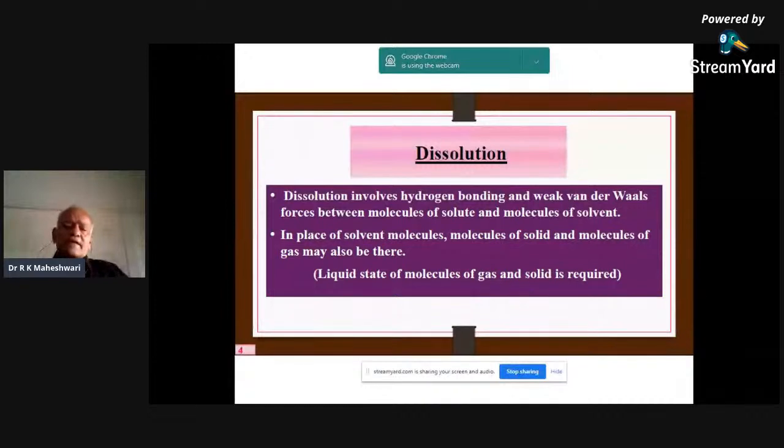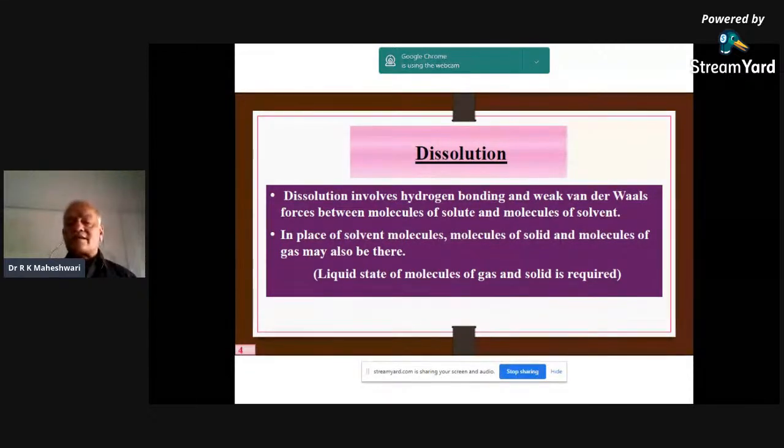In place of solvent molecules, molecules of solid and molecules of gas may also be there. This is the new thing to understand. When the molecules of gas or molecules of solid are in the liquid state, they may also be involved in hydrogen bonding and weak van der Waals forces with the solute molecules. So this is the important thing to learn in this lecture.